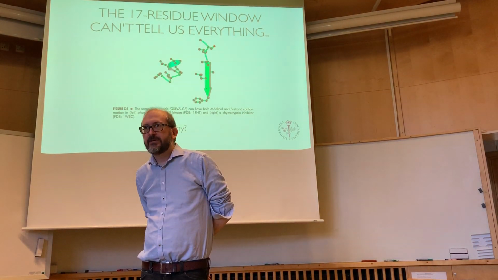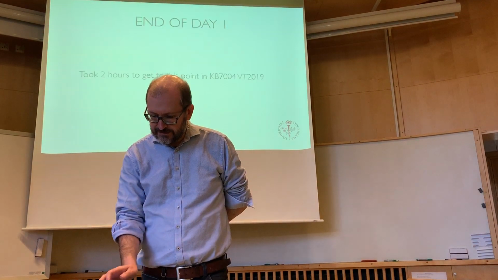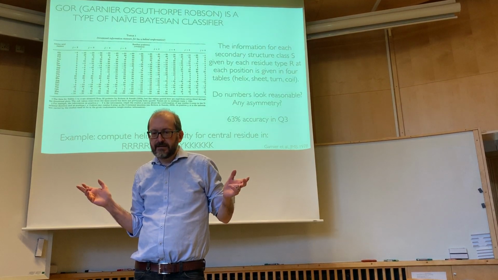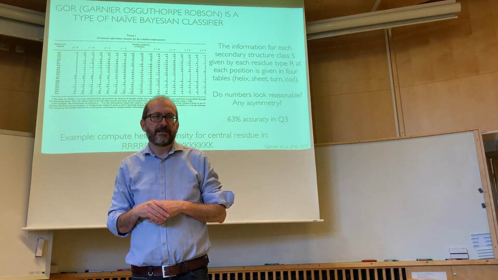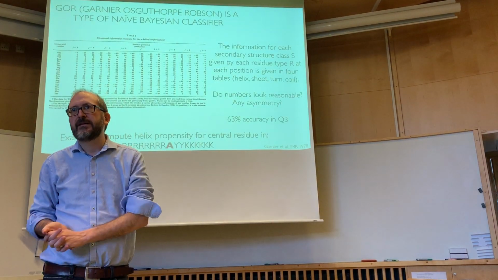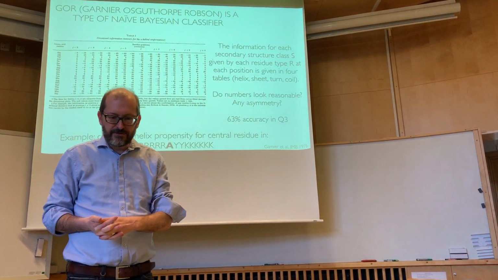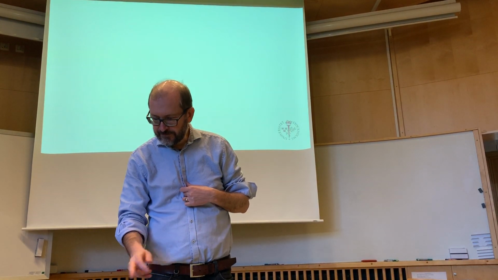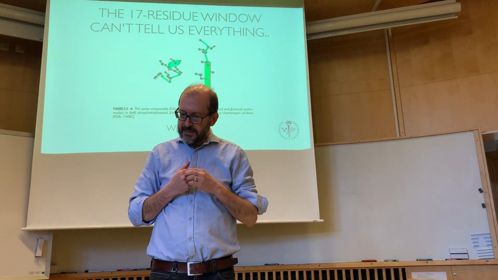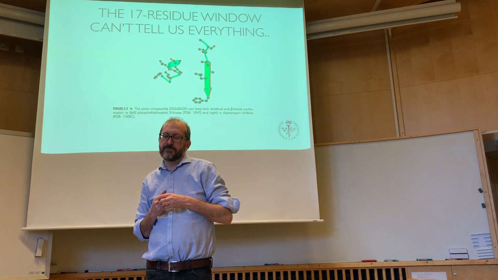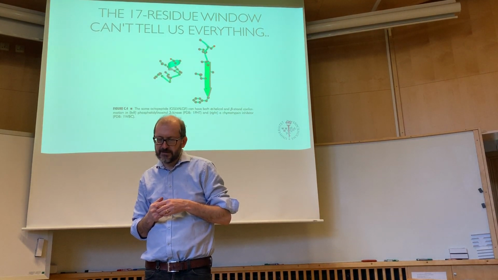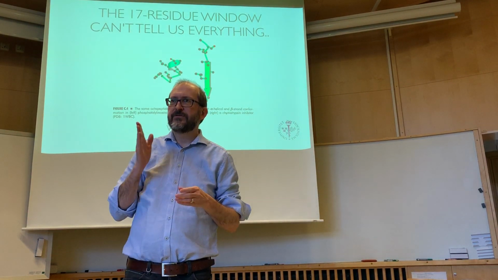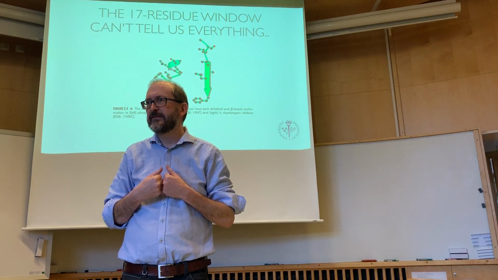But anyway, last time we learned about GOR, and we said that it has a 17 residue window, and it uses this naive Bayes-like assumption that pairwise combinations of residues don't matter. It's only single residue positions that matter, and we talked about the pros and cons of this assumption. But there's another assumption which we didn't really give so much emphasis to, and that was that it only looks at 17 residues in a window centered around the sequence.